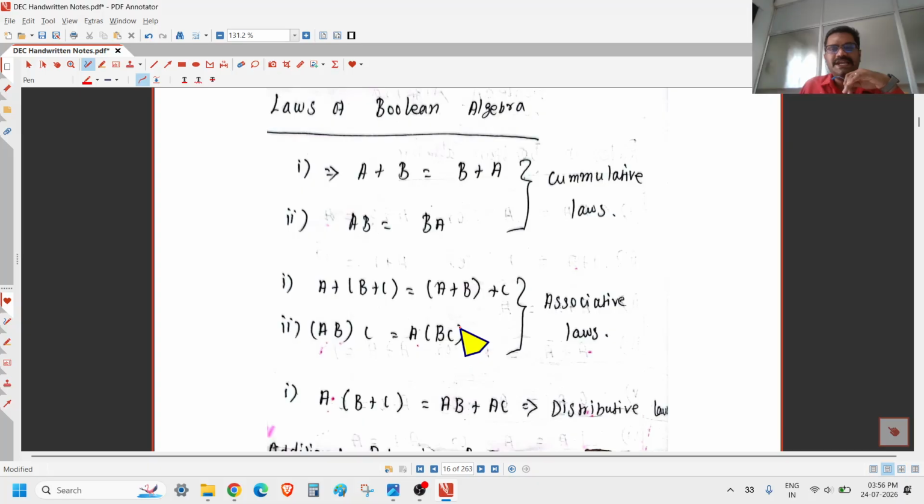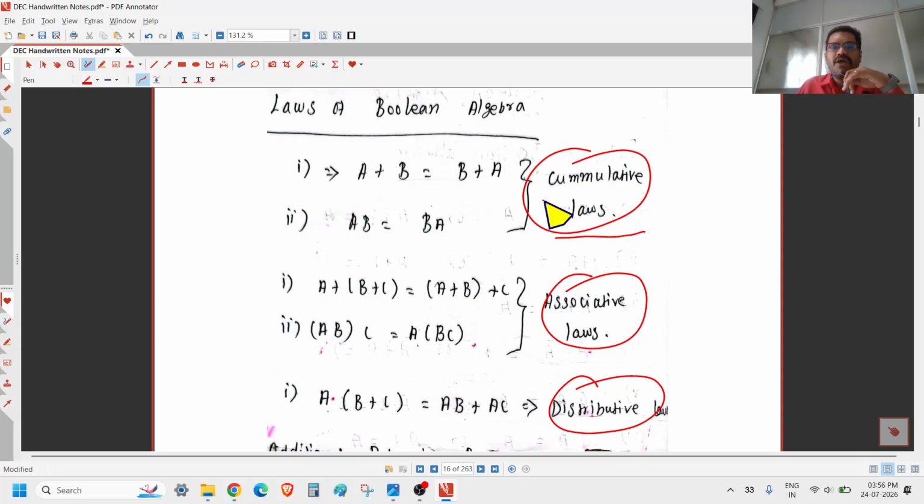Next we are going to discuss the laws in Boolean algebra. Majorly there are three different laws: the commutative law, the associative law, and the distributive law. The first one is the commutative law: a plus b is equal to b plus a, and a into b is equal to b into a.